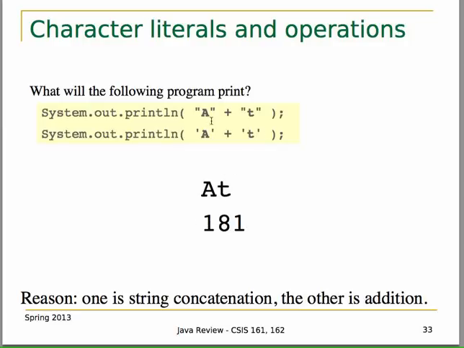So if you print out double quotes A plus double quotes T, we are going to concatenate those two strings. They're two separate strings, and the result is another string, which is the concatenation of those two strings. If you do the same kind of thing with characters, what you get is a number. In this case, you take the ASCII equivalent of A and the ASCII equivalent of T, add them together as integers, and you get 181.